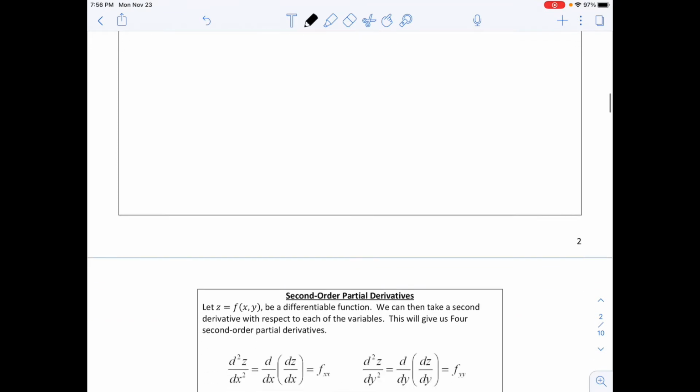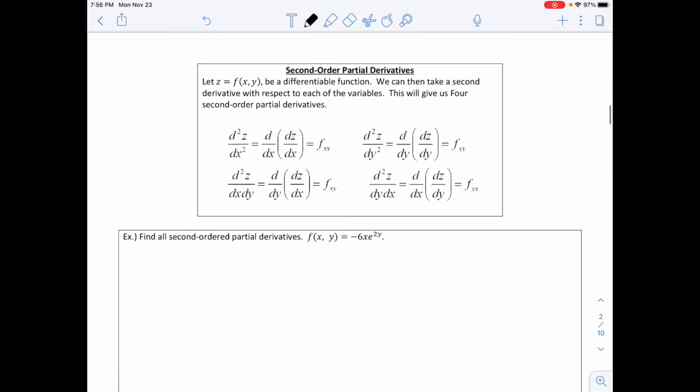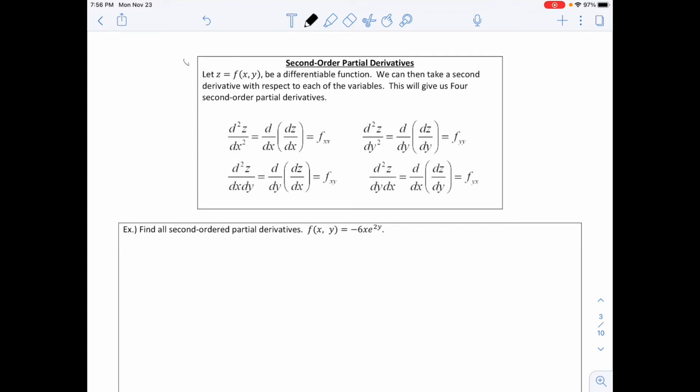The top of the next page, this is second order partial derivatives. So again, we're going to take a second order partial derivative, which is just like a second derivative, so taking a derivative of a derivative again. So it says let z equal f of xy be a differentiable function. We can then take a second derivative with respect to each of the variables. This would give us 4 second order partial derivatives.